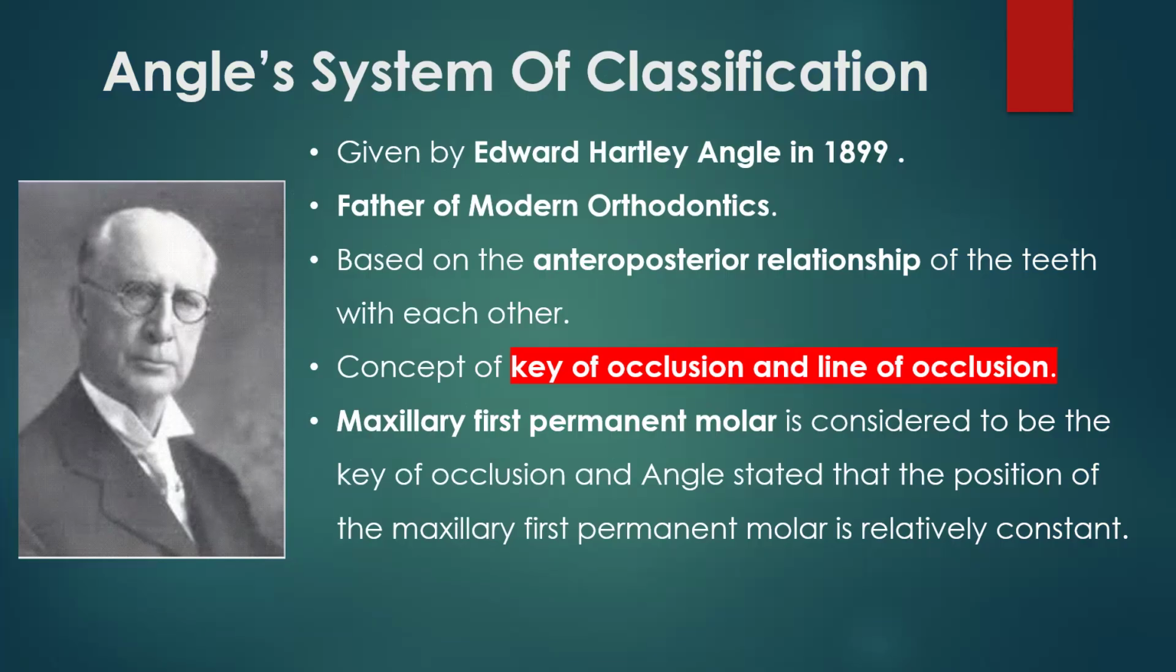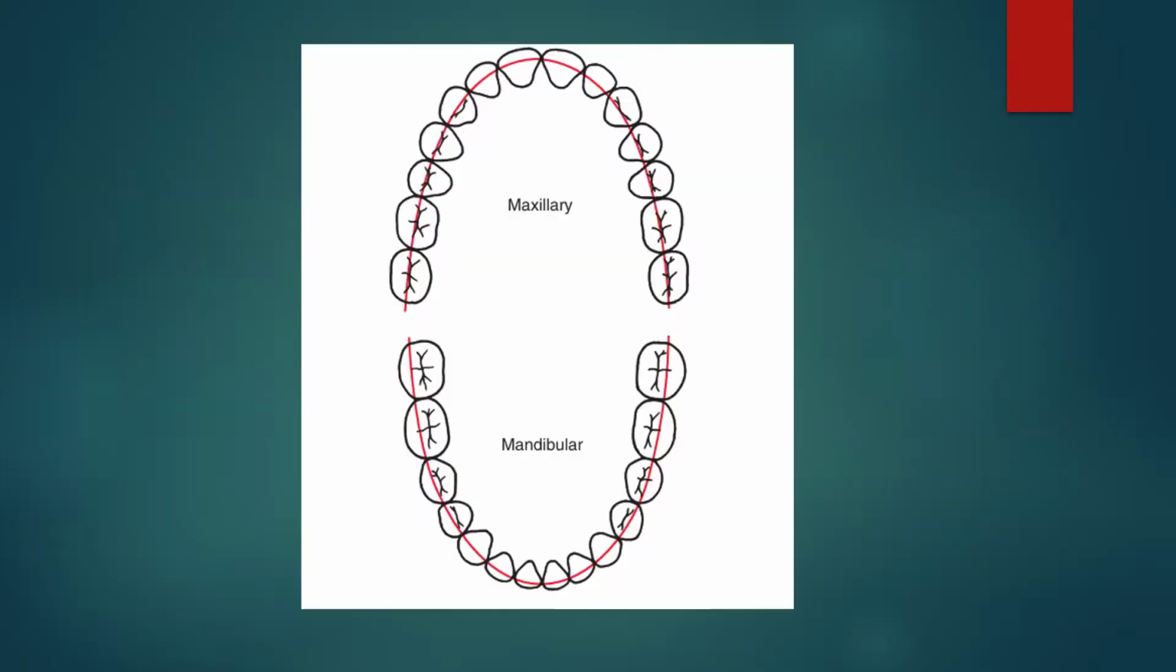In the theory of occlusion, he used the maxillary first molar as the main landmark, because he considered the position of the maxillary permanent molar to be consistent or relatively stable. And the line of occlusion, as you can see in the figure, is the path along which the occlusion is there between the maxillary and mandibular teeth.